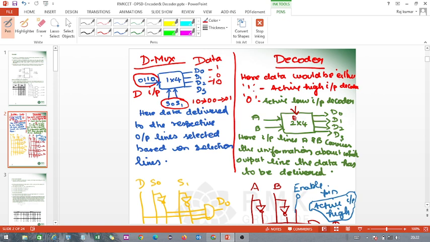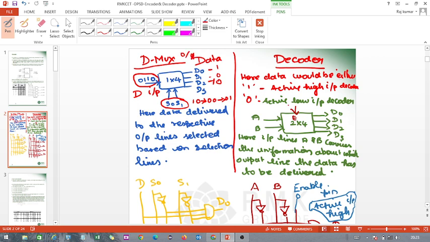Suppose you're going to deal with 1, then you have chosen an active high input decoder. Suppose you have chosen a 0 input signal, then you have chosen an active low input decoder. Here the data could be either 0 or 1. Whereas in a decoder, you have to choose which kind of data you're going to deal with, either ones or zeros. Based on that, you will choose. So basically, you have two types of decoders.